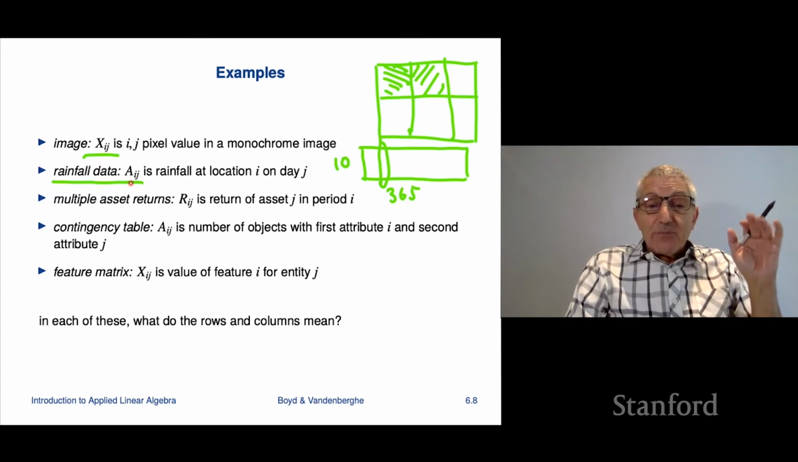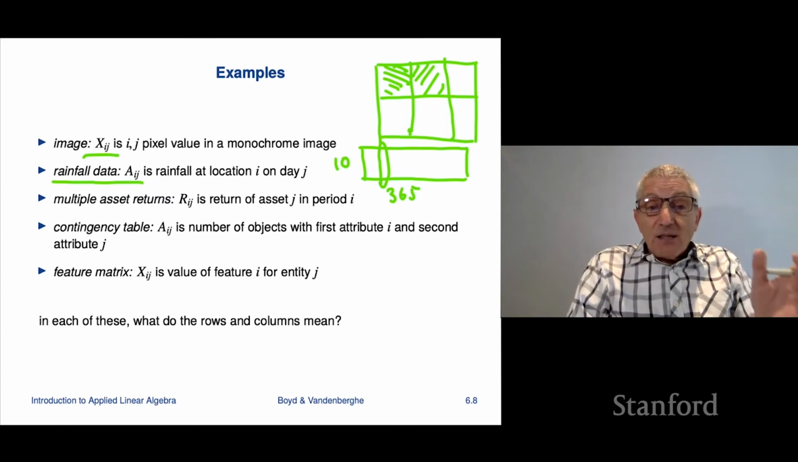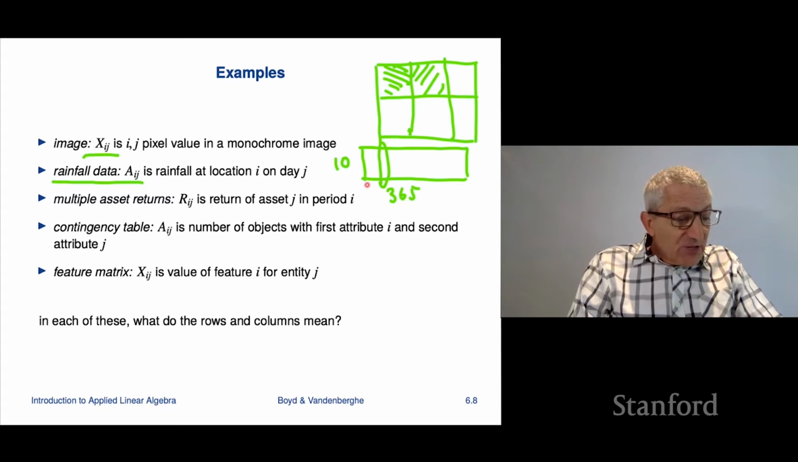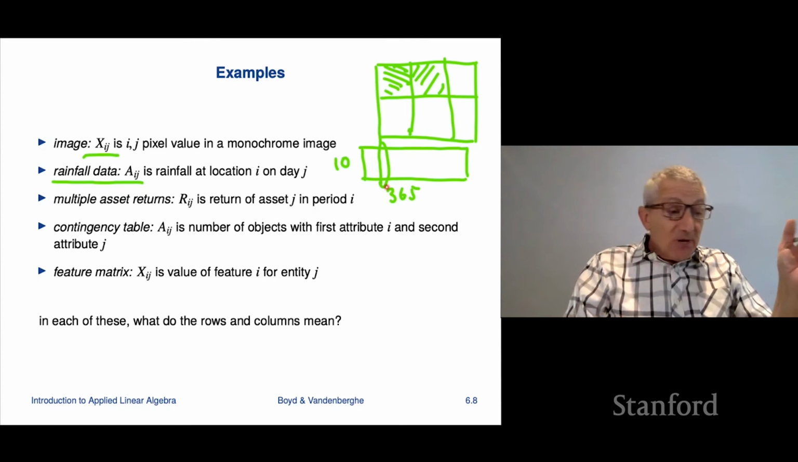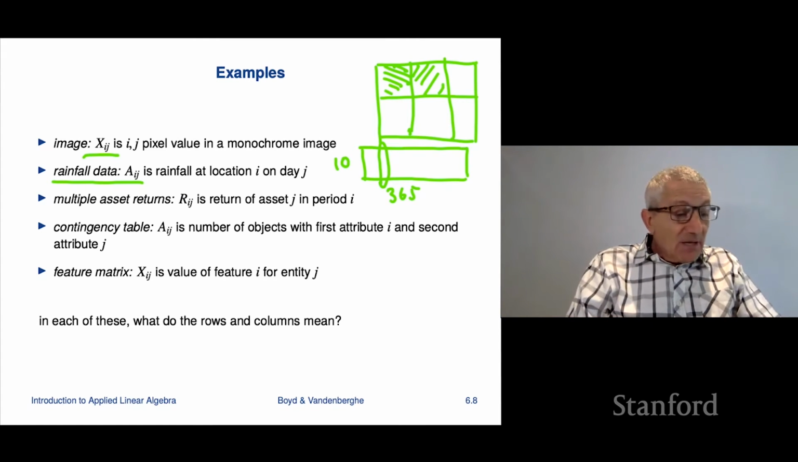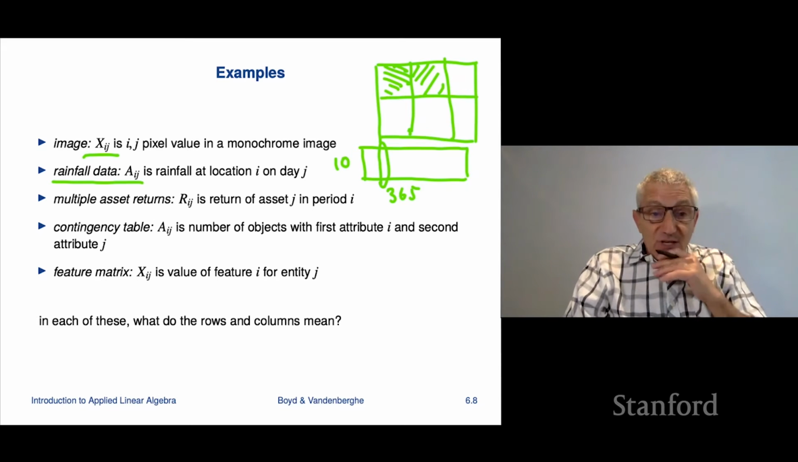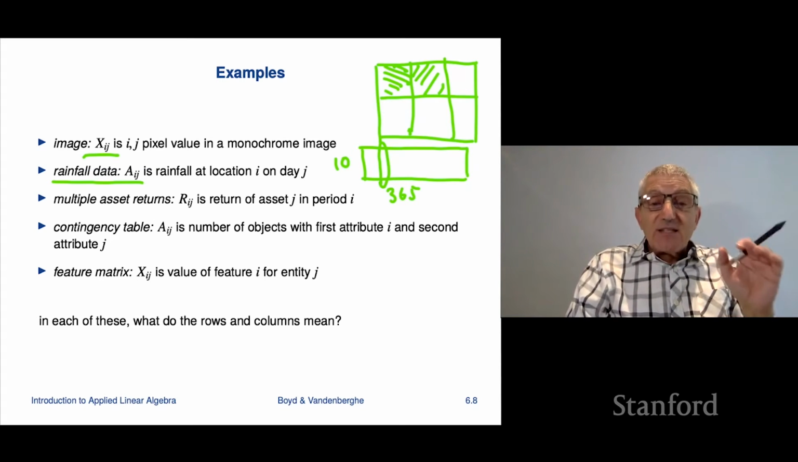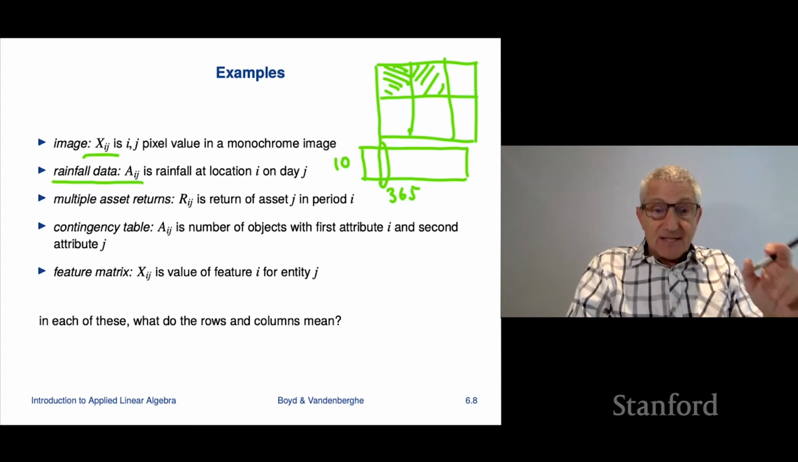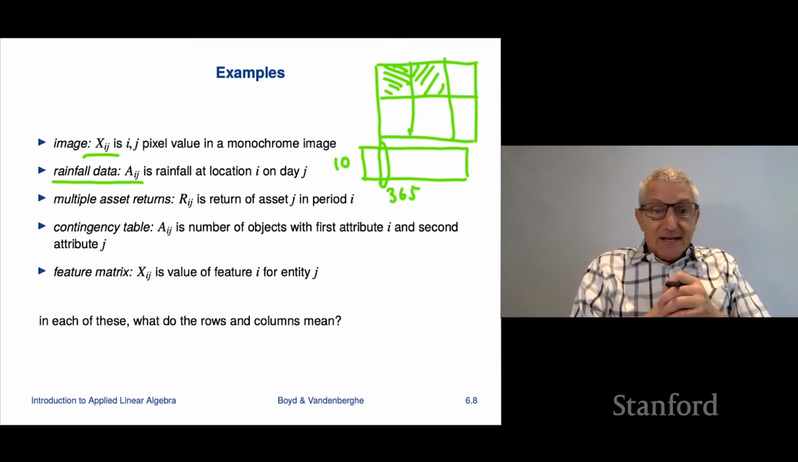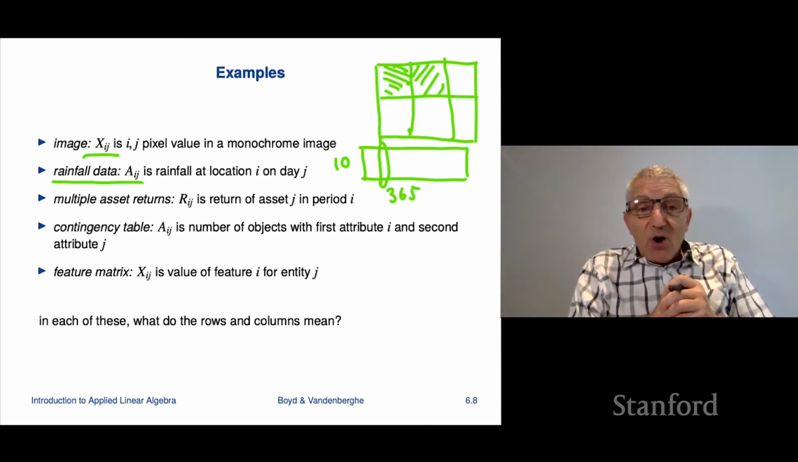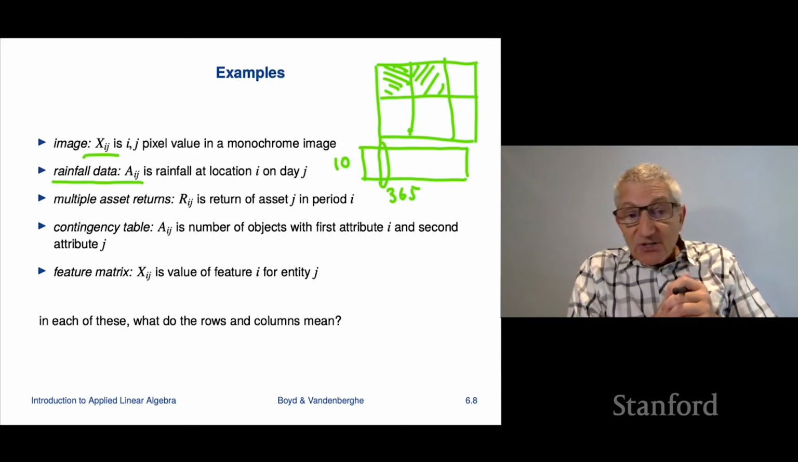What does it mean? Well, the column indexes days in a year. If the first one is January 1st, then this is going to be January 17th. So the 17th column of this rainfall matrix is a 10-vector, and what it does is it gives you the rainfall in my 10 locations on January 17th. That's it. It's actually the rainfall in my 10 locations on a certain date.